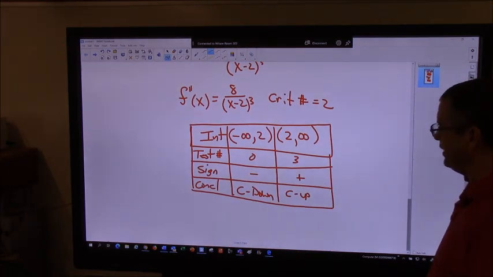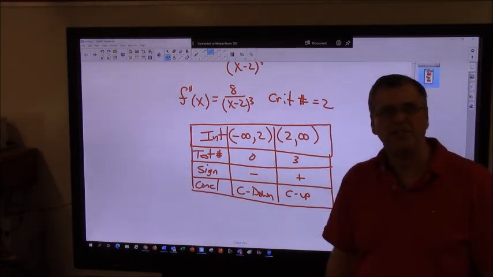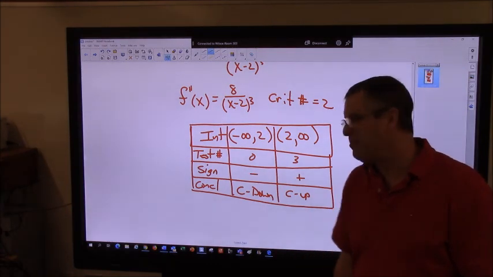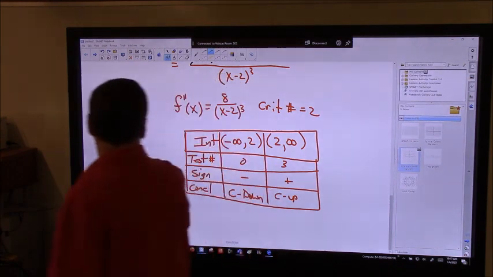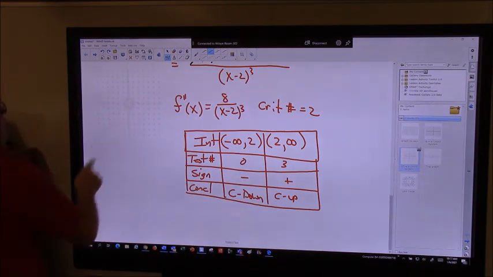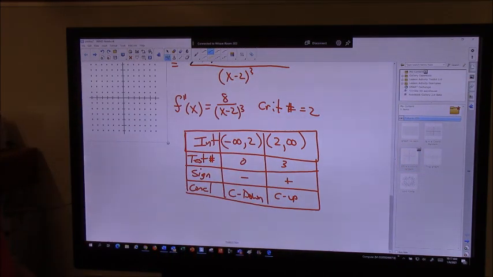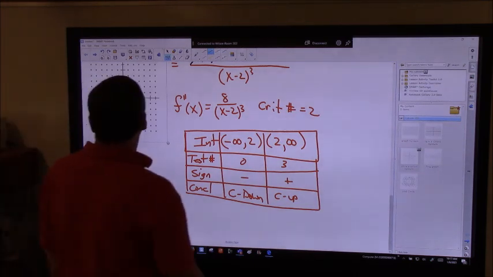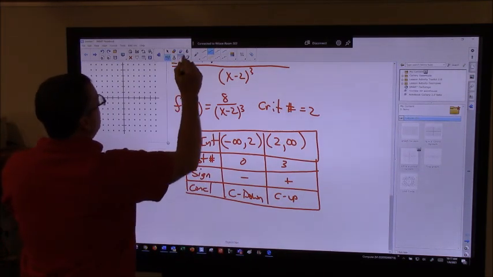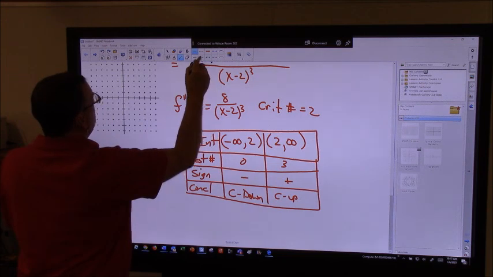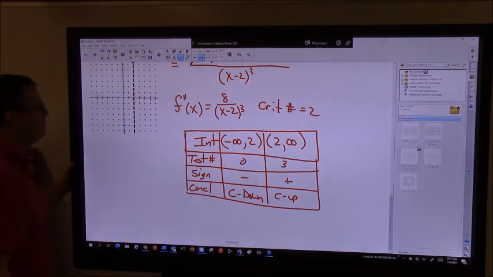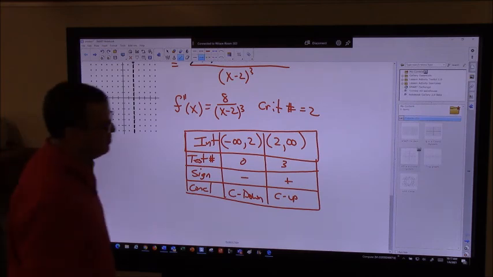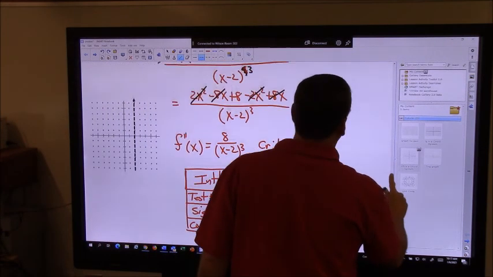All right, now I need to produce a graph. All that work to produce a graph. I'm going to try and squeeze it in right here so that I can go up and see some of the other stuff that we have. So first thing I know is that there is a vertical asymptote at x equals 2. Right? It's one of the first things we wrote down. I have to go back up and look at all the information here.